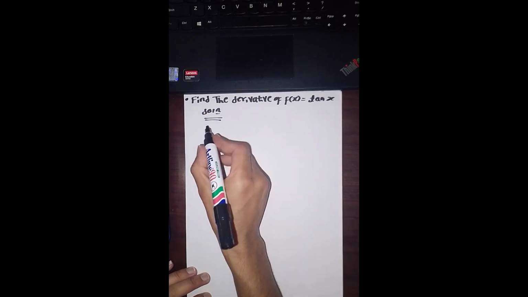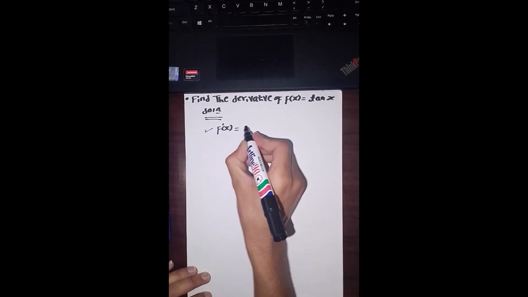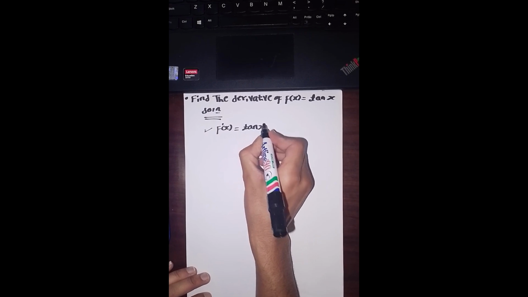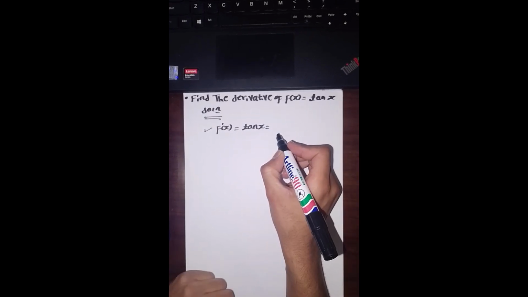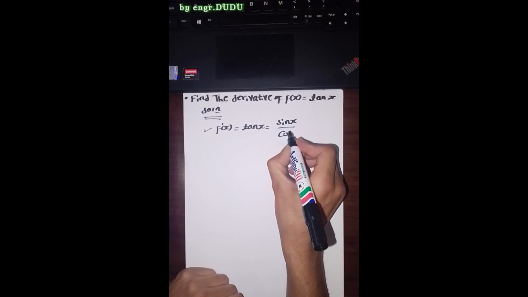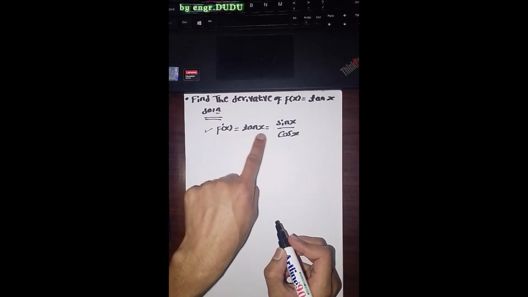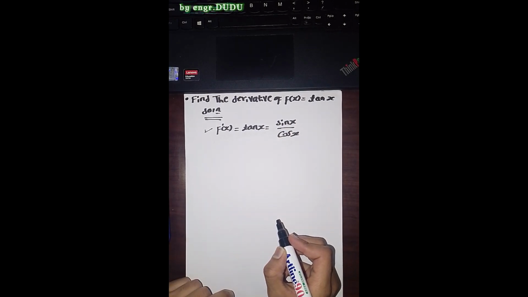Hi everyone. Today we solve the first derivative of tan x. So, solution: f of x prime is equal to tan x. Tan x means sin x over cos x. So the first derivative of tan x means also the first derivative of sin x over cos x.